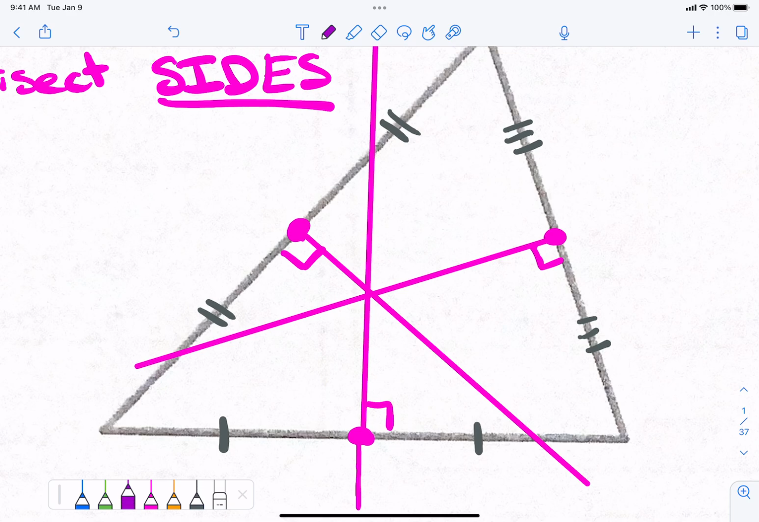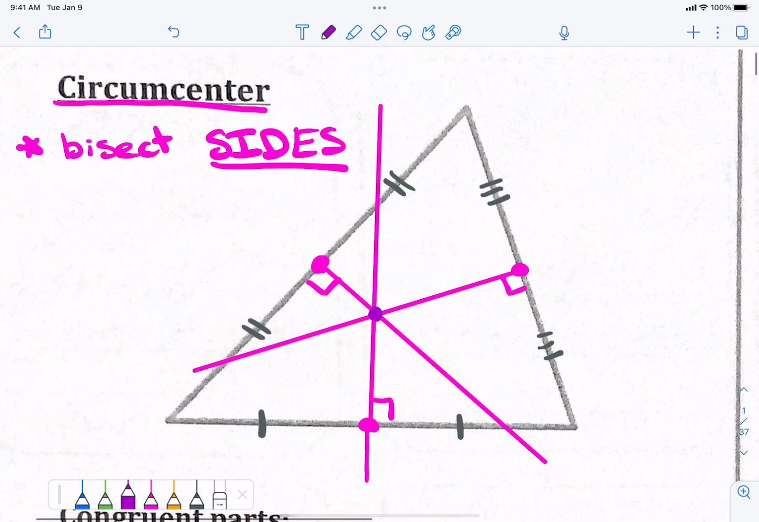Now, couple more things. This dot where they all come together, all 3 of your lines should come together to kind of be in the same position. This is called the... So you're so smart. That's called the circumcenter.